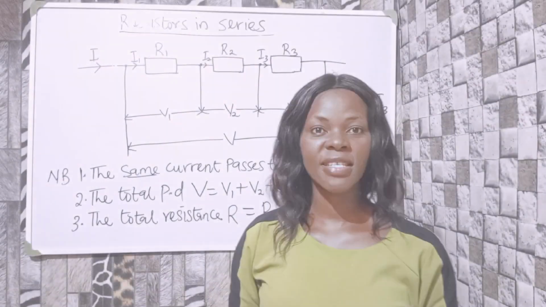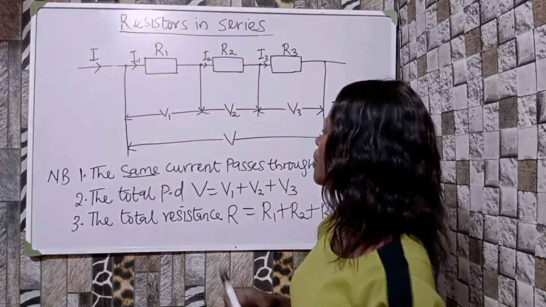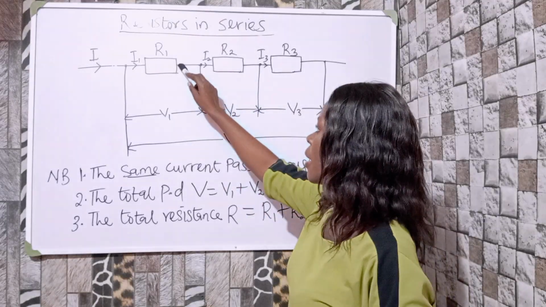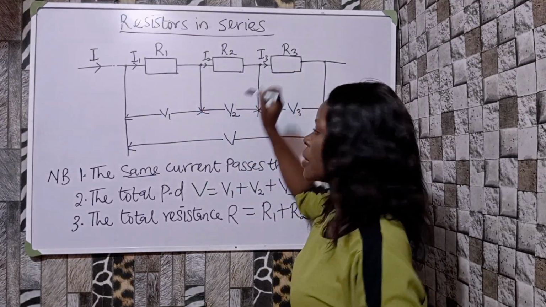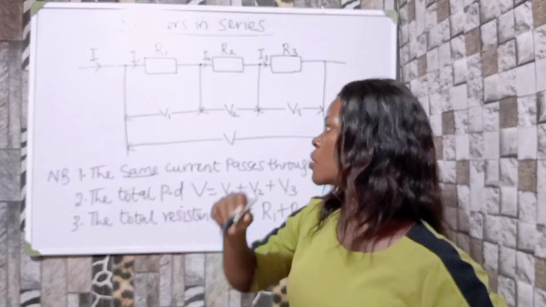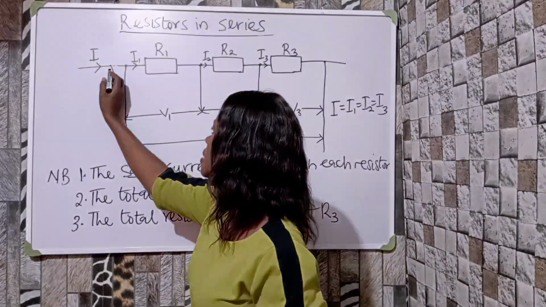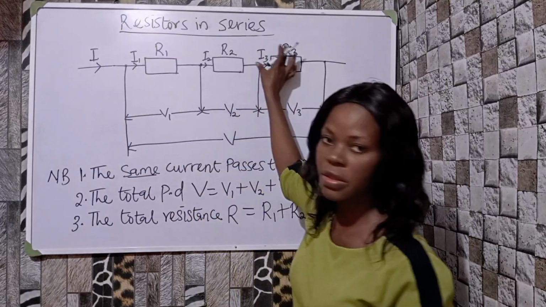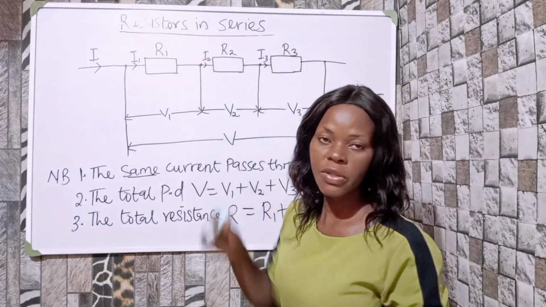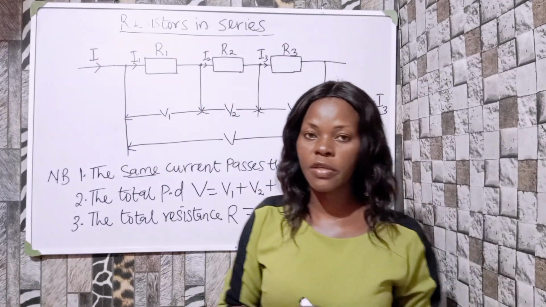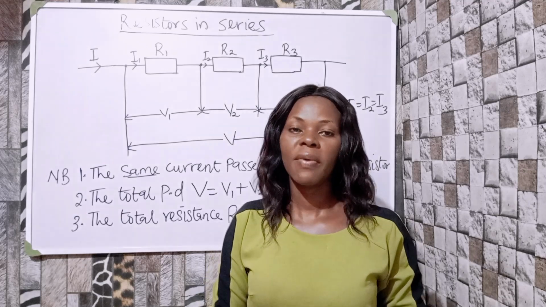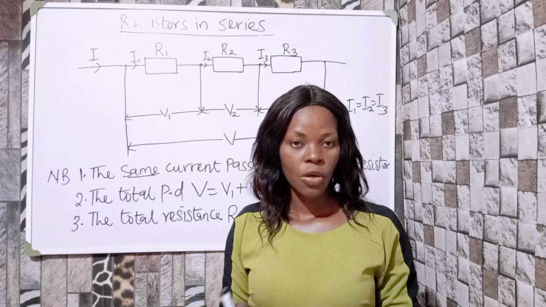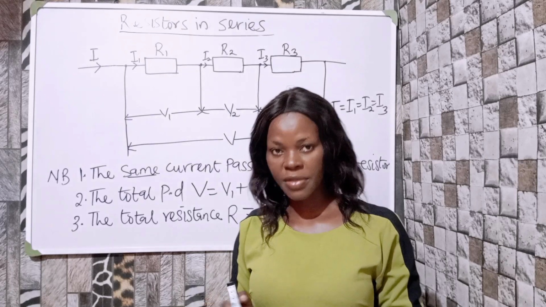Let's look at resistors in series. Now, we have these three resistors arranged in series: R1, R2, R3. There are some things we must note. Look at the current I that is flowing through these resistors. Because these resistors are in series, the same current flows. Remember that current always flows in series.